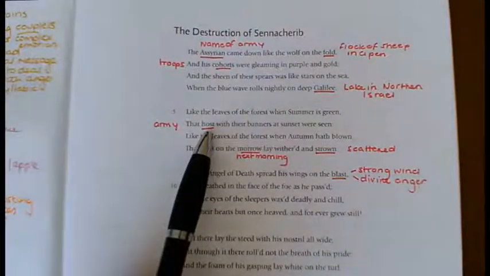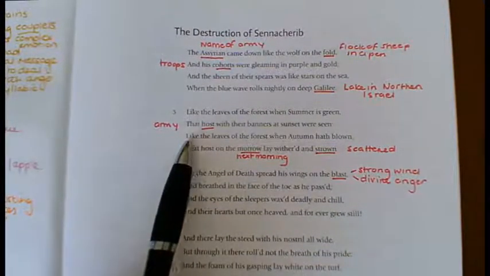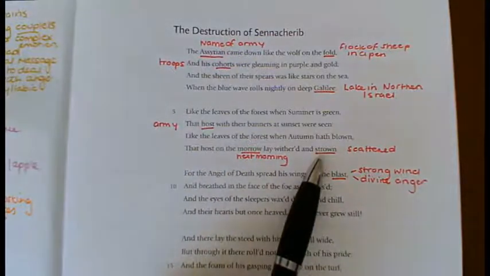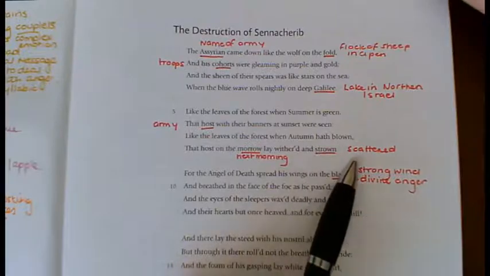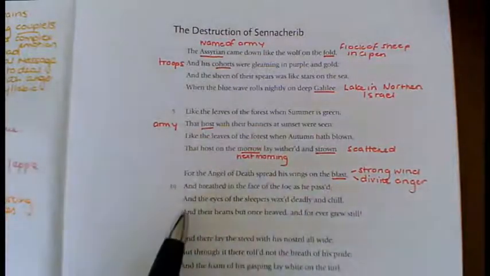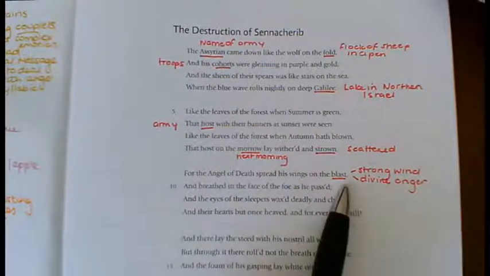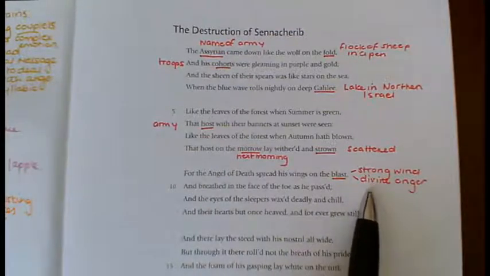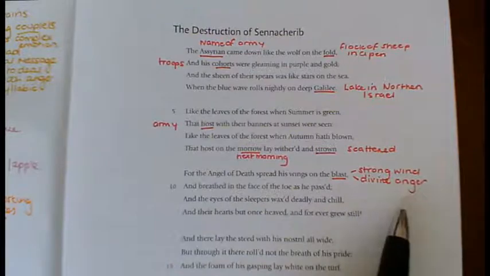In the second stanza, host is army. Morrow means the next morning. And strown, it's quite an archaic word. We don't use that very often, but it just means scattered. In the third stanza, blast has got 2 meanings. Literally, it means strong wind. And figuratively, it means like divine anger.